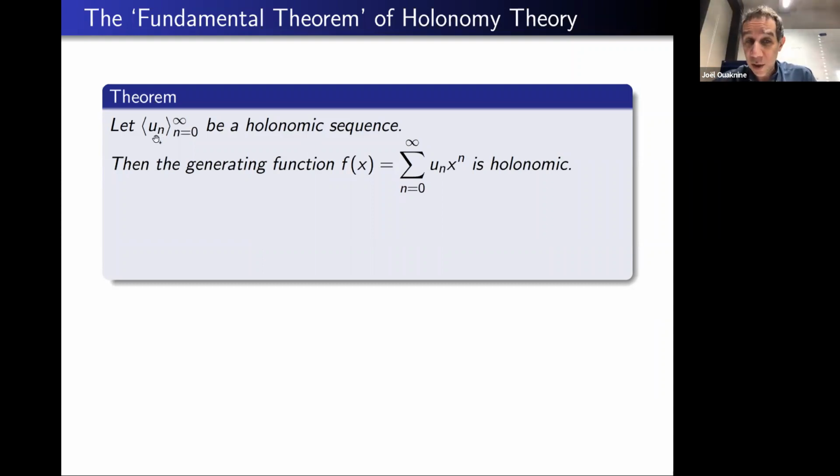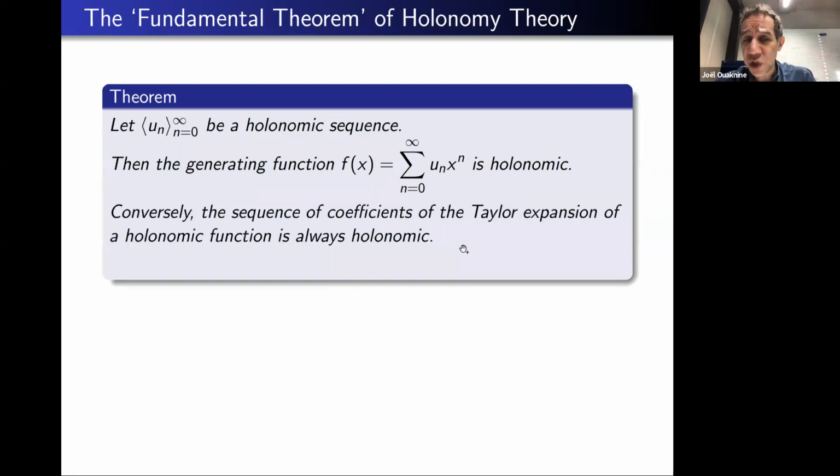So if u_n is a holonomic sequence, then if you form the generating function, the sum of u_n x to the n, as a function this will be a holonomic function. And conversely, if you take a holonomic function, the sequence of coefficients of its Taylor expansion will always be a holonomic sequence. And these transformations are completely effective. Okay, it's not a very hard theorem to prove, by the way. The fact that I call it a fundamental theorem is not because it's a particularly difficult theorem, but just because it's so powerful and useful. We'll come back to this later.